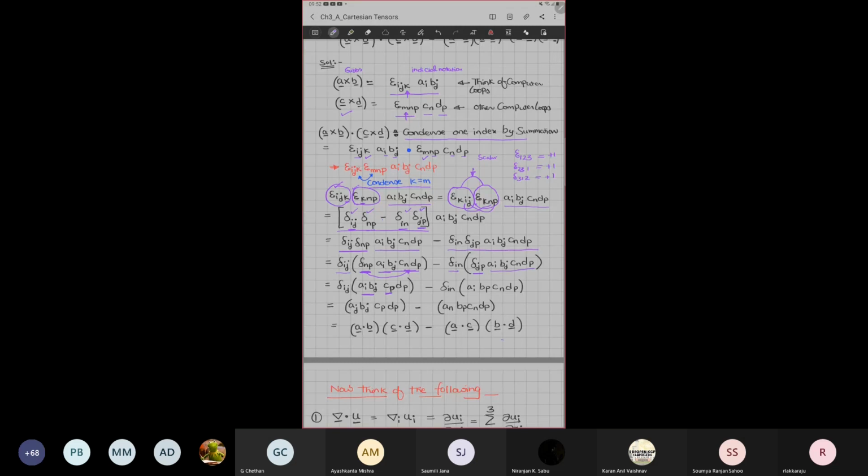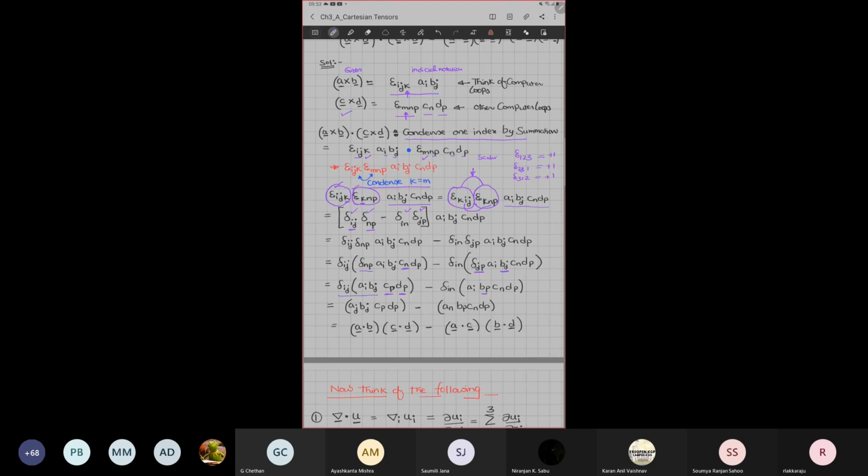Is this step clear? Anything like delta ij of a particular vector ai gives me aj. That means delta np cn supposed to give me cp vector. That property we have used at this first step. Is this clear? Hello guys. And this becomes very important. If it is not clear, this is the right time to ask me. So delta np multiplied by cn is cp and dp as it is. Delta jp and where is bj? So that becomes bp. So delta ij ai bj cp dp minus delta in ai bp cn dp.